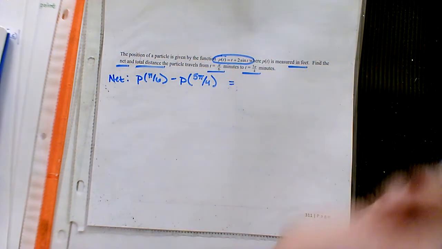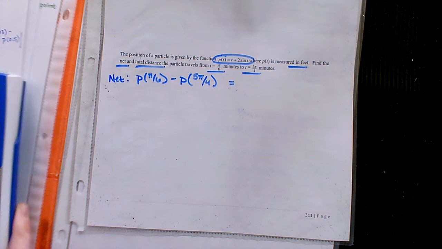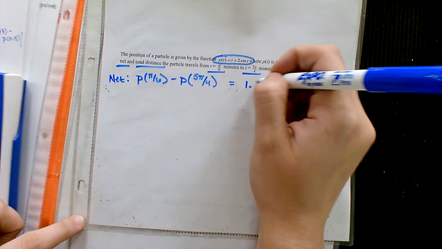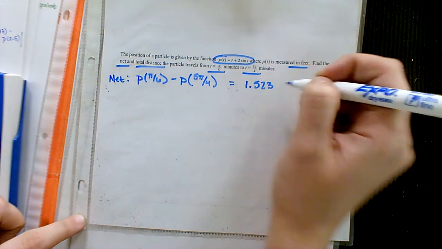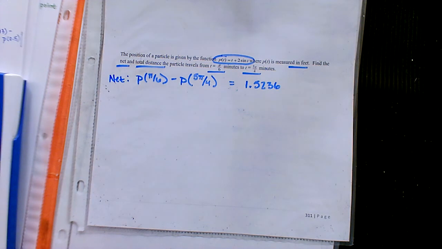Okay, you might need your calculator. So take a few moments and plug in pi over 6 and 5 pi over 4. Make sure you're in radian mode too, because we're dealing with trig.